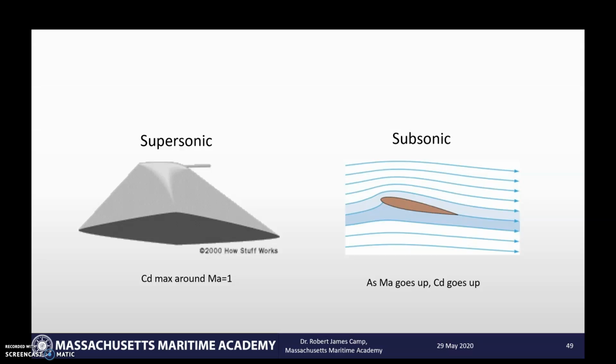And then once we get above Mach 1, the coefficient of drag is actually going to start to tail down for this kind of wing. For a subsonic wing, the faster you go, the more drag that you're going to induce into the system. And so that's just a little difference when you're looking at subsonic versus supersonic airfoils and drag.